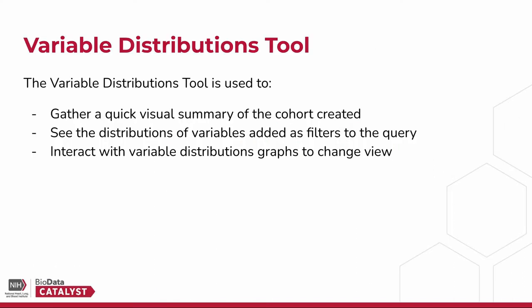The Variable Distributions tool is used to display the distribution of data for each variable added to the query. In other words, it allows us to gather a quick visual summary of the cohort that we have created with the query criteria. We are able to see the distributions of variables that have been added as filters to the query. Additionally, the tool allows us to interact with the graphs to zoom in and change the views of the graphs.